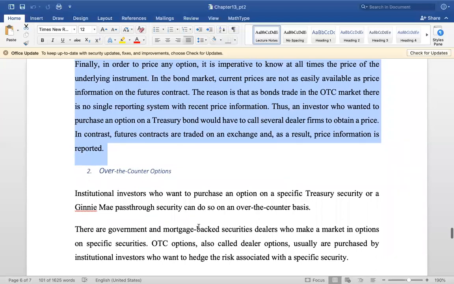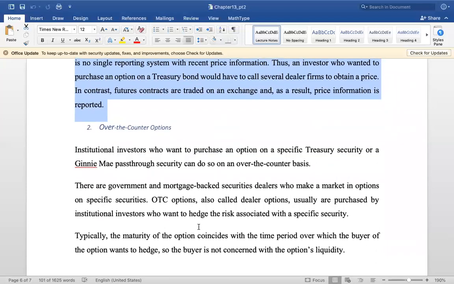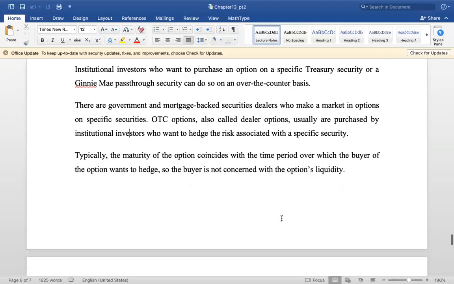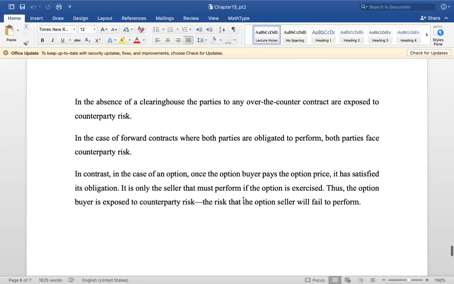Let's talk about over-the-counter options. Not a lot, just this. Institutional investors who want to purchase an option on a specific treasury security or a GNMA pass-through security can do so on an over-the-counter basis. There are government and mortgage-backed security dealers who make a market in options on specific securities. OTC options, also called dealer options, usually are purchased by institutional investors who want to hedge the risk associated with a specific security. Typically, the maturity of an option coincides with the time period over which the buyer of the option wants to hedge. So the buyer is not concerned with the option's liquidity.